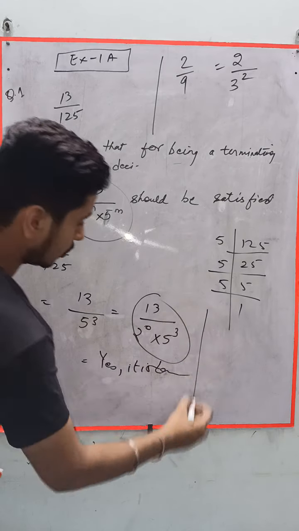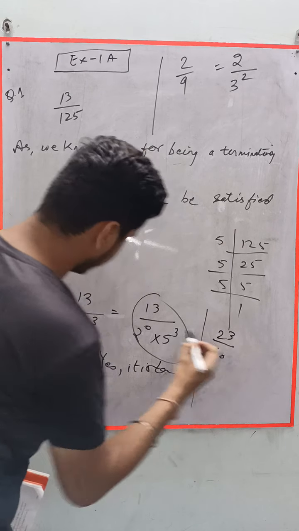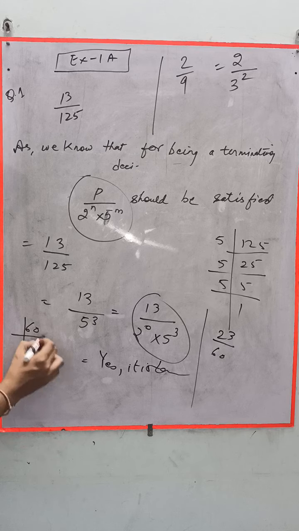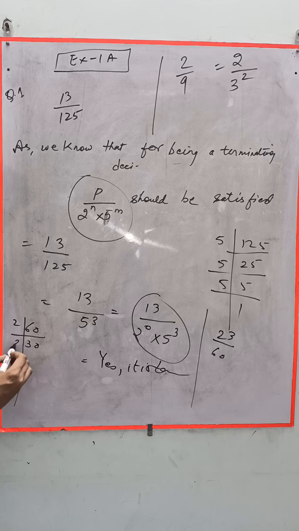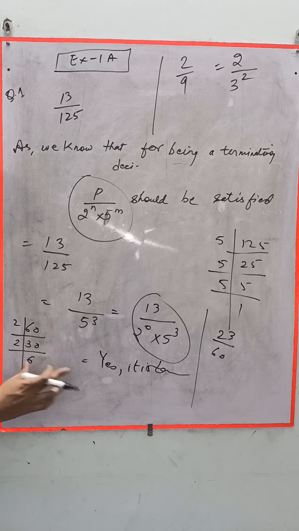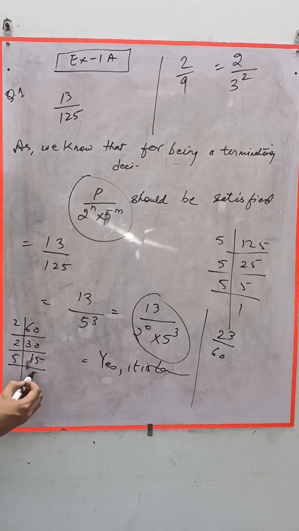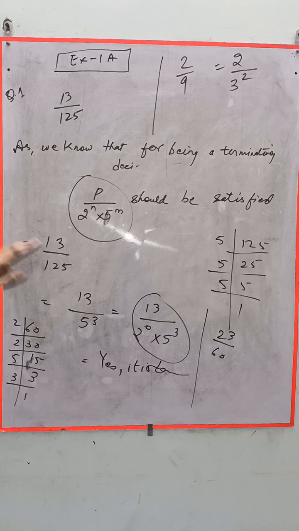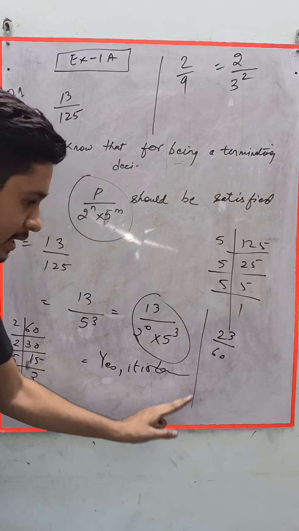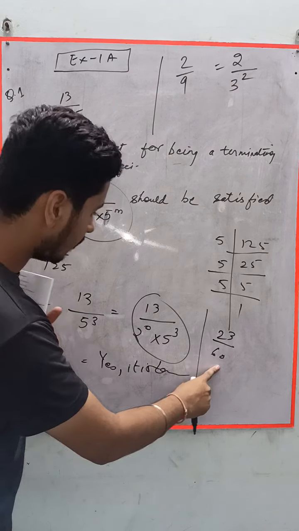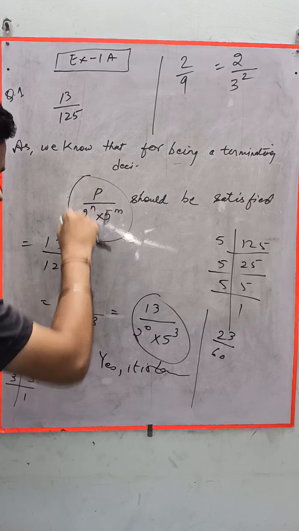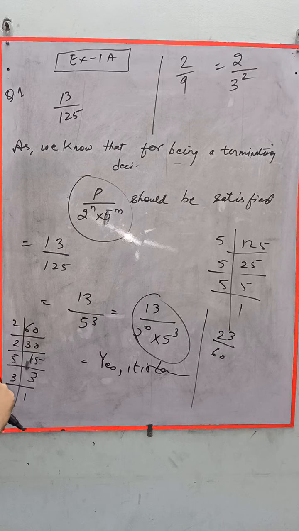And if you come to 23 upon 60, if you take LCM, so let's take LCM here, 2, 3, 2. Then what is that? 15, 5, 3, 3, 1. So from here, what can you say? Is it non-terminating or terminating? So on the formula, what can you say? Is it satisfying your condition or not?